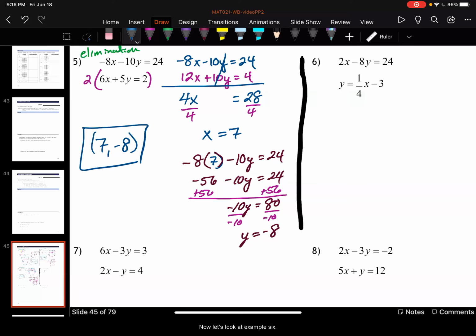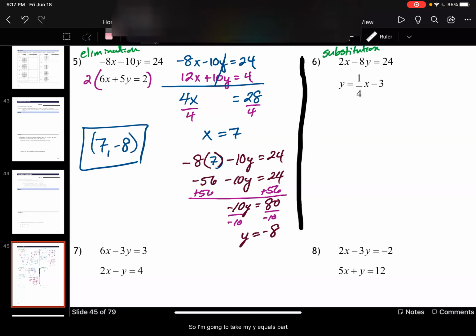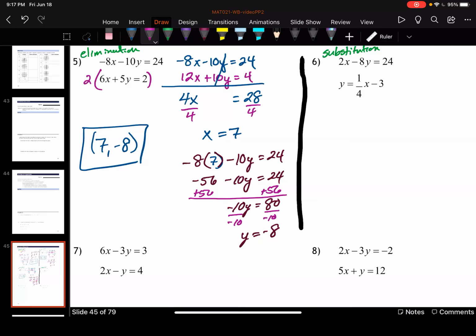Now let's look at example 6. For example 6, since we have that y equals for the second equation, I'm going to use substitution. It will be easier. So in our first equation, we have 2x minus 8y equals 24. Our second equation, y equals 1/4 x minus 3. So I'm going to take my y equals part and plug it into that first equation.